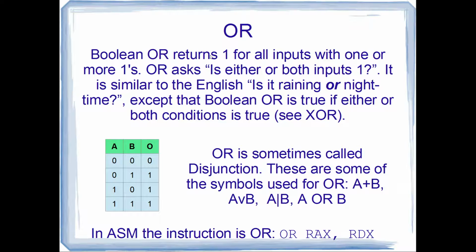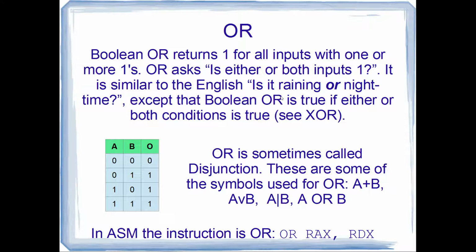Okay, Boolean OR, the second operation. Boolean OR returns 1 for all inputs with 1 or more 1s. What it's asking is, are either or both inputs 1? If the answer is yes, then it'll give you a 1. If the answer is no, then it'll give you a 0.